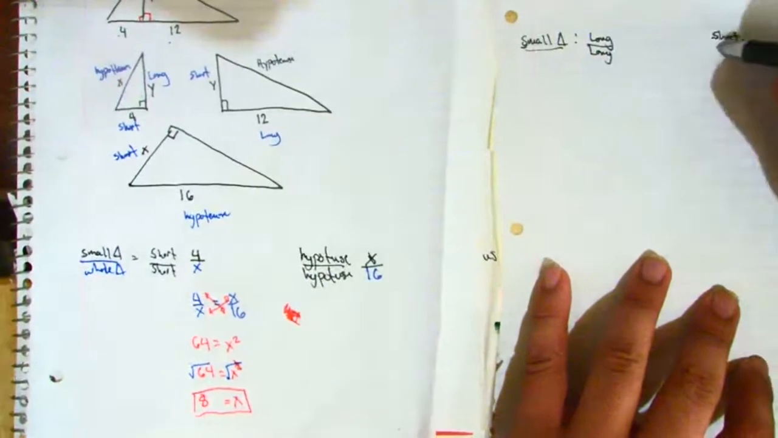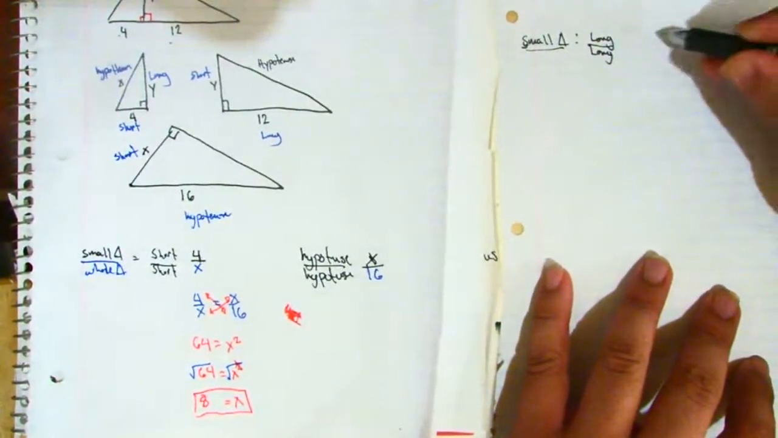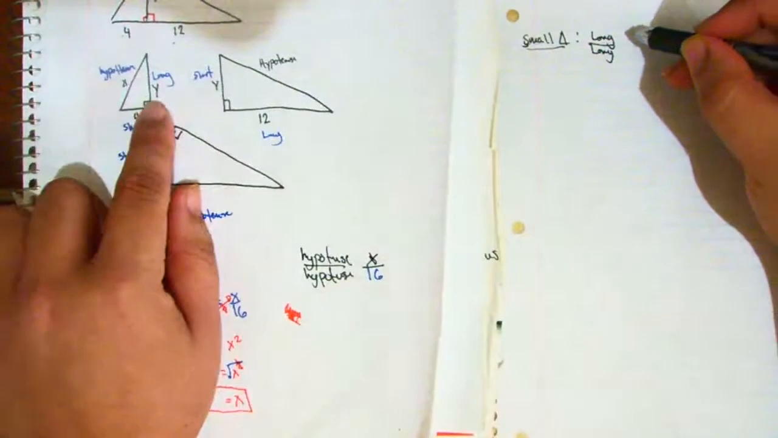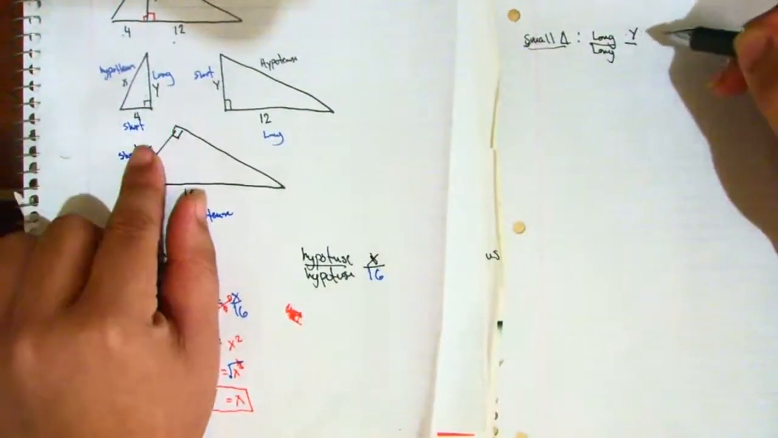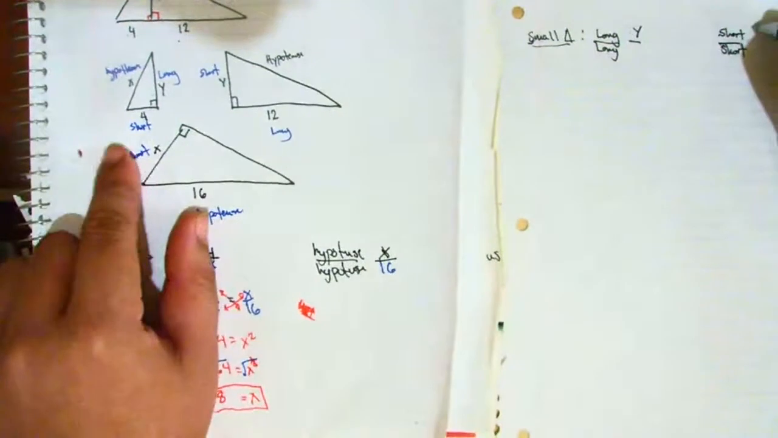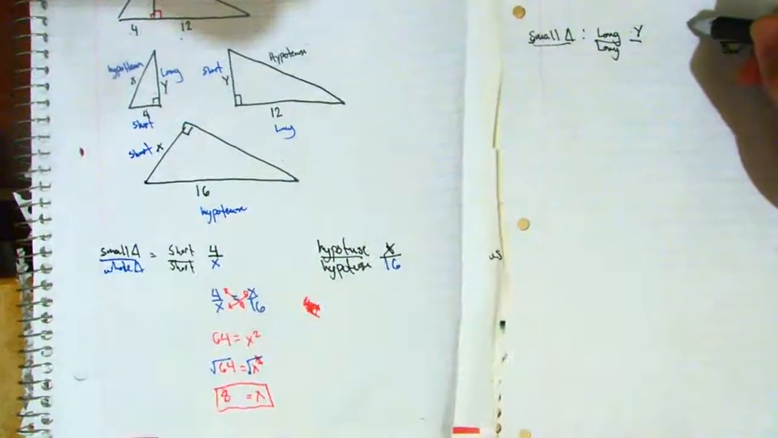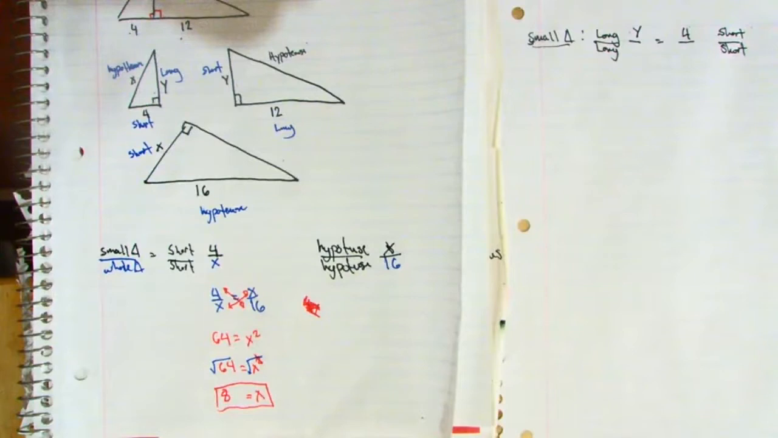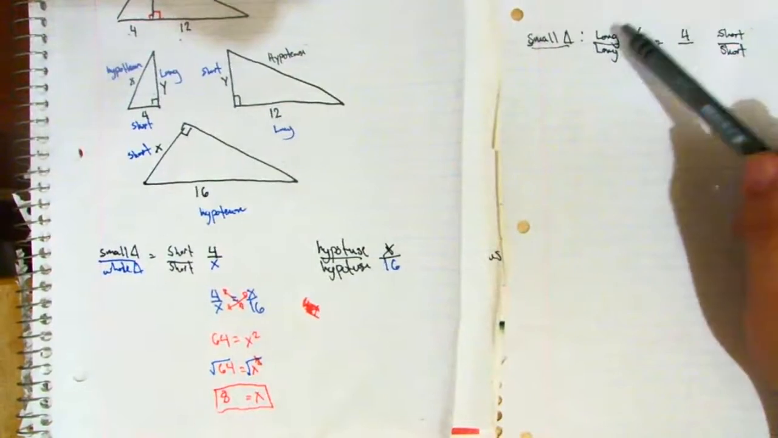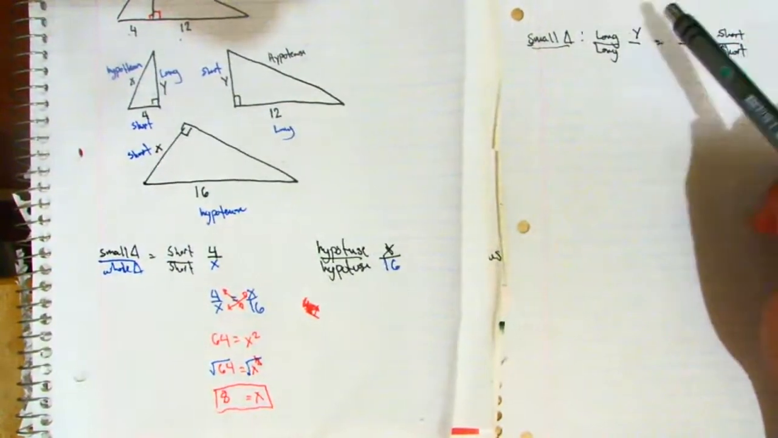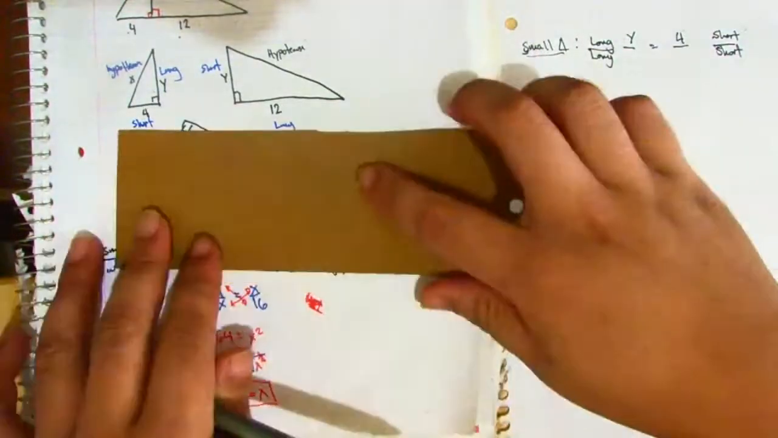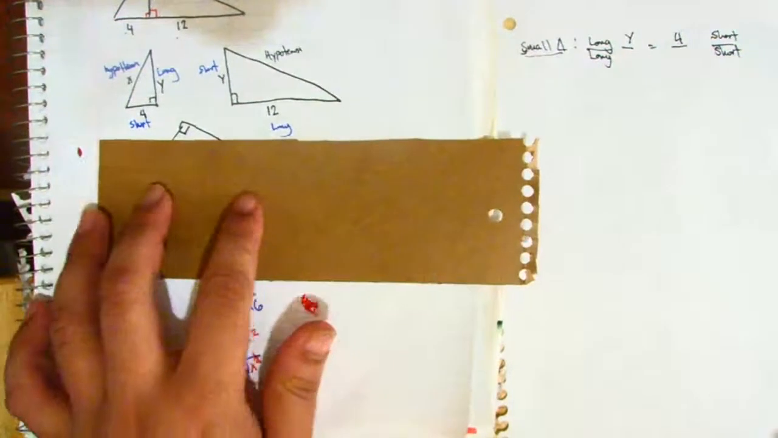Which triangle has another long leg, and which triangle can I use that can fit both ratios? Here the small triangle's long leg is y, and the short leg's value is 4. So which triangle can I use that has the same ratio, to complete the long ratio and the short ratio? I have to use the small triangle and the large triangle. Why the small triangle and the large triangle?